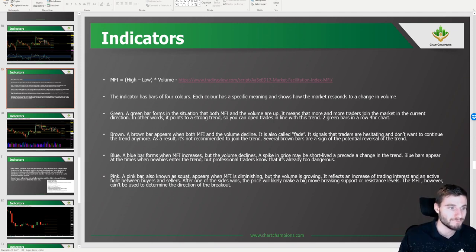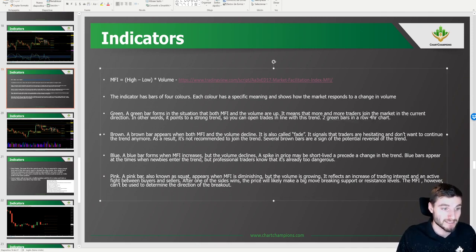A green bar forms in the situation that both MFI and volume are up. It means that there are more... well, I guess you can read all this. I don't need to read it out for you. You can pause the screen. But essentially, the green bar means that the trend is in control. Its strength is powerful, and you look to continue that trend onwards. Specifically, you like to see 2 green bars in a row on the 4-hour chart.